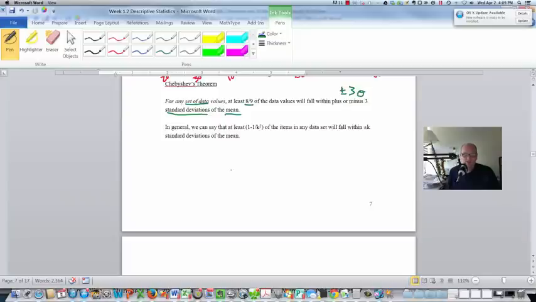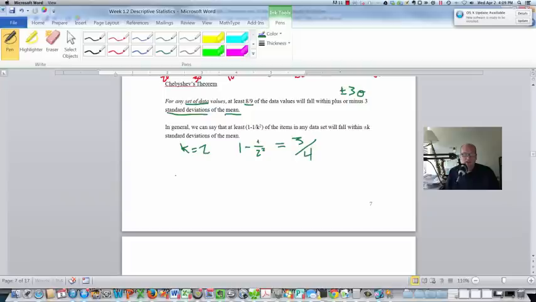So we did 3 here, so let's do 2. So let's just let k equal 2. So 2 standard deviations. So we would say 1 minus 1 over 2 squared. What's 2 squared? So 2 squared is 4. So 1 minus 1/4 equals 3/4. Right, 1 minus 1/4 equals 3/4.